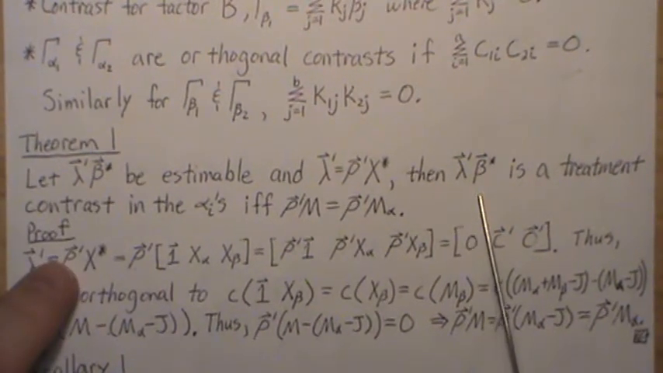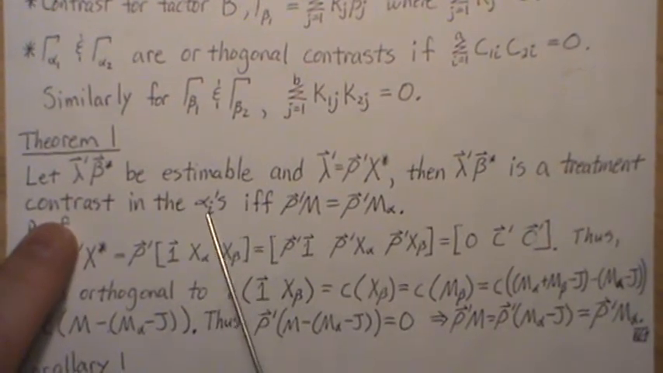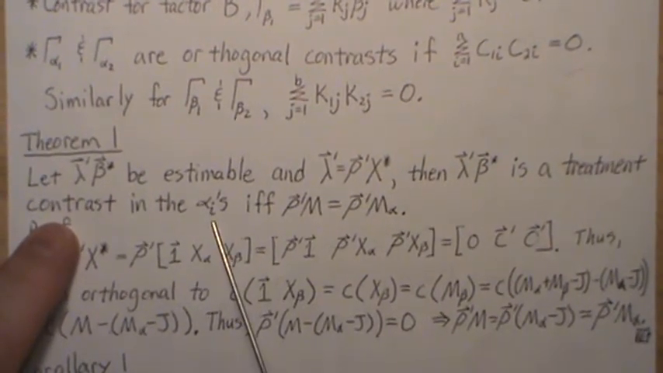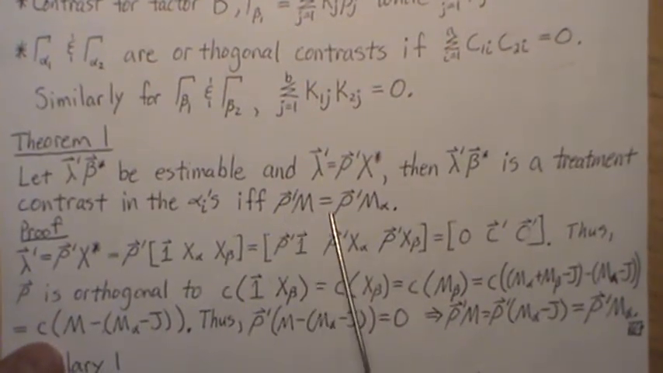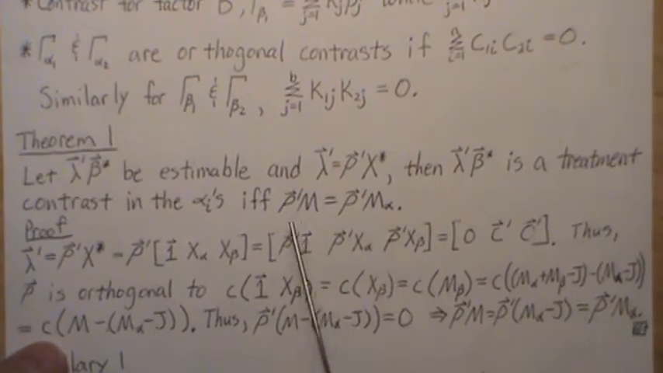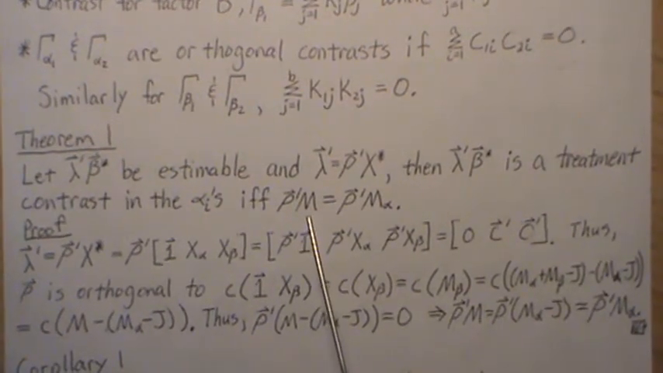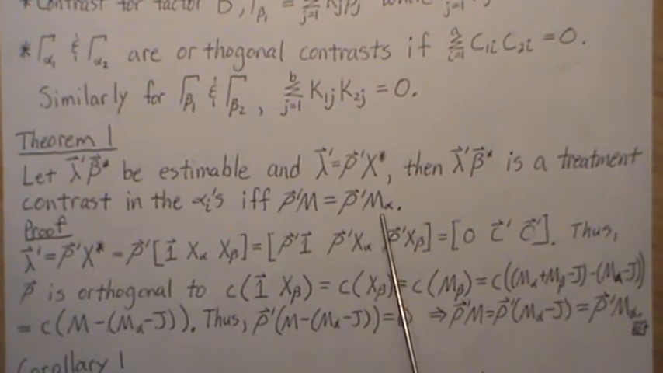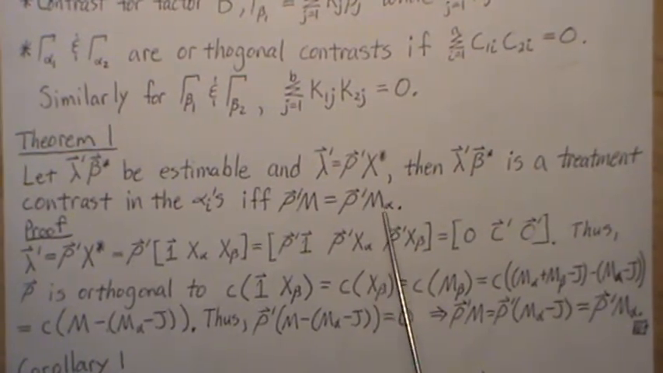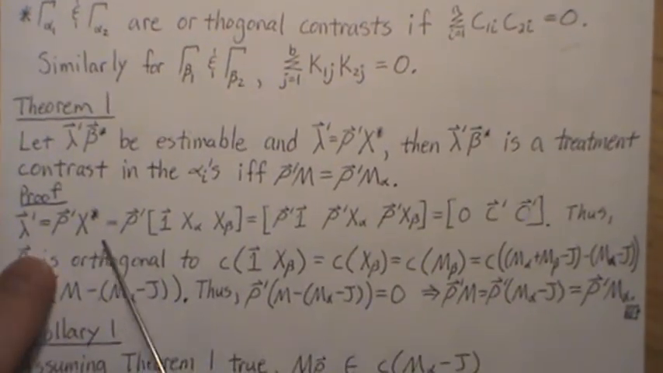So then this estimable function is a treatment contrast in the alpha i's. So it's a treatment contrast for factor A if and only if rho transpose M is equal to rho transpose M alpha. Now M is the perpendicular projection matrix on the column space of X star, and so the full model, and M alpha is the perpendicular projection matrix on the column space of X alpha. Now the proof is this.